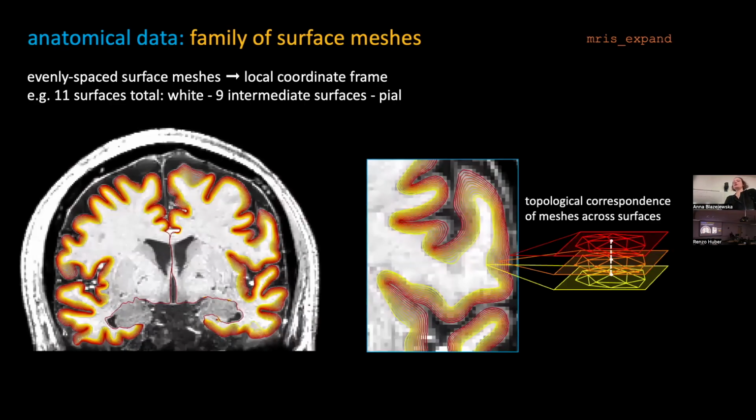And again, just to bring it up, this is a family of surfaces, and each of these vertices has like a brother in the neighboring surface, because all of these surface meshes will have the same number of vertices. And the topological correspondence between them is what helps us do certain types of analysis, as it's been discussed, and I'll also show that in a few slides.